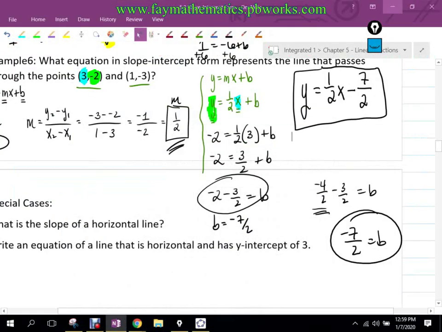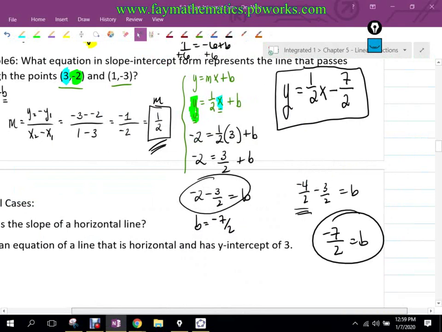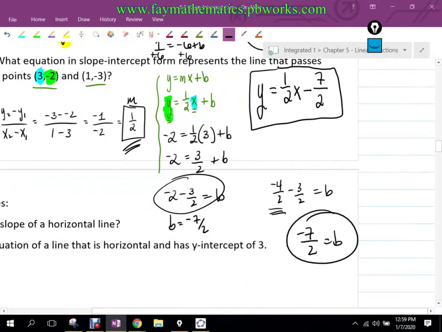So another way that I can check myself is I know if this rule is correct, I should be able to take either one of these points and plug that x value in. And it should spit back the y value that goes with it. So let me just see if that happens. If I go y equals 1/2, plug x in to be 1, and then minus 7/2.